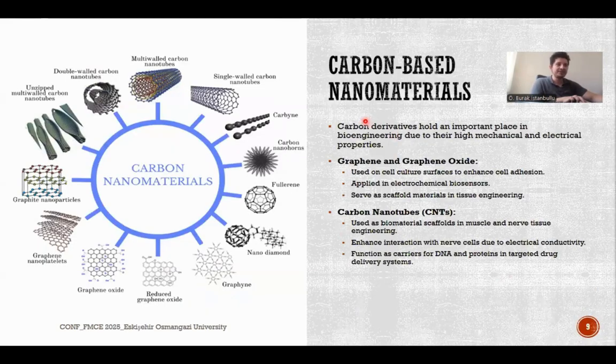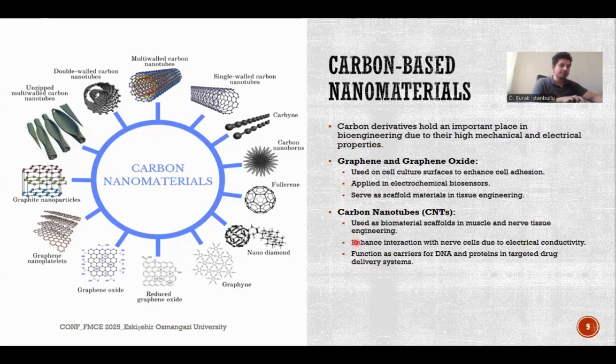Carbon derivatives like graphene and carbon nanotubes are widely used due to their excellent mechanical strength and electrical conductivity. Graphene and graphene oxide structures improve cell adhesion when used on cell culture surfaces. These structures can be integrated into electrochemical biosensors for sensitive detection. They can also serve as scaffolds in tissue engineering, supporting cell growth and regeneration.